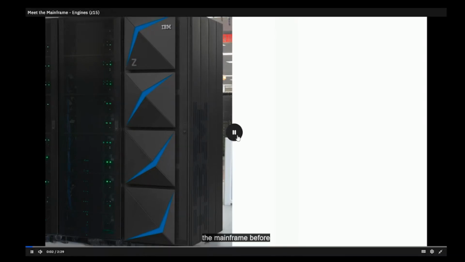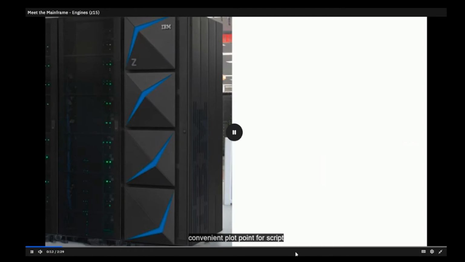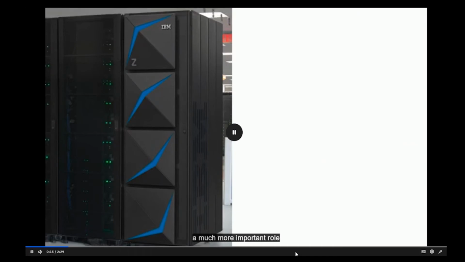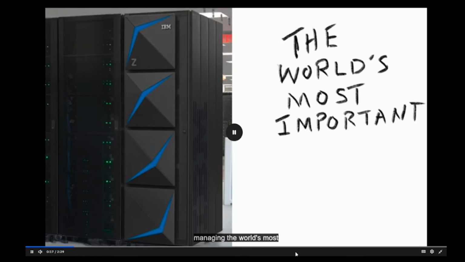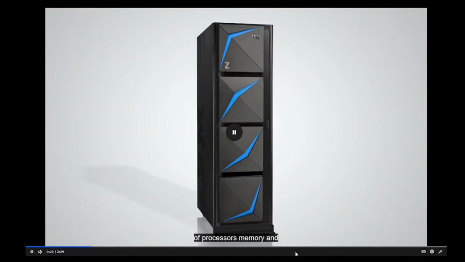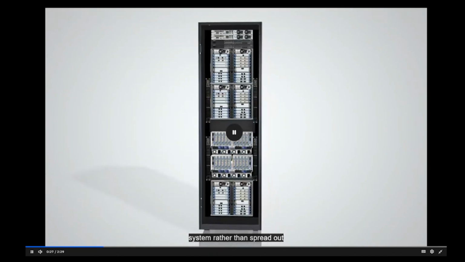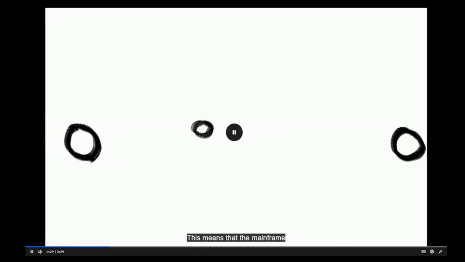Chances are you've heard of the mainframe before, and you probably know that it's some sort of a computer. You may have even seen one in a movie, beeping and blinking away in a top-secret location somewhere. But beyond a convenient plot point for script writers, the mainframe has a much more important role, managing the world's most important data. The mainframe's not-so-secret trick is having massive amounts of processors, memory, and I/O adapters in one physical system, rather than spread out across multiple servers.